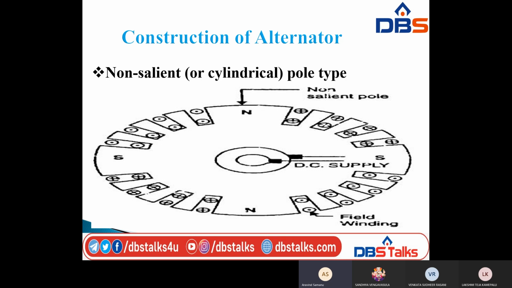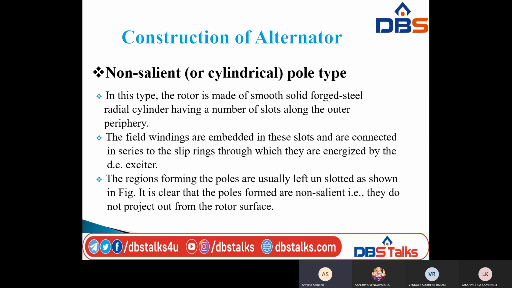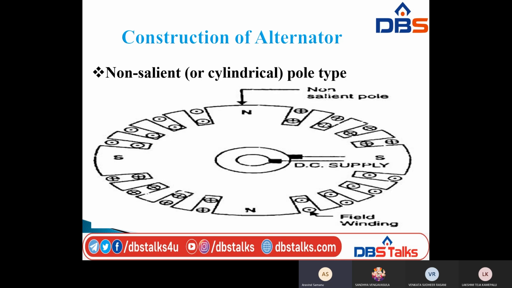The empty area is unslotted because the regions forming the poles are usually left unslotted. So it is clear that the poles formed are non-salient. I said that they are non-salient, that is, they do not project out from the rotor surface. If you see this, this is the rotor surface, so that's why it is not projecting out from the surface.